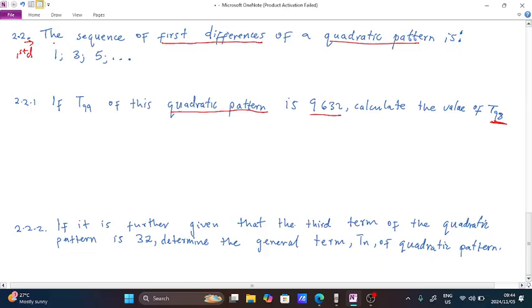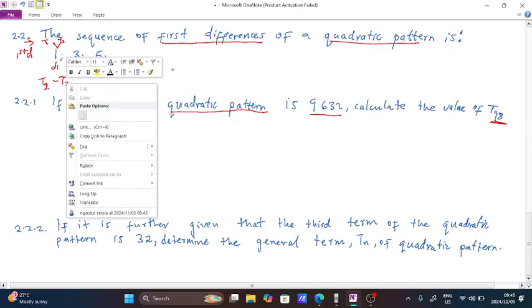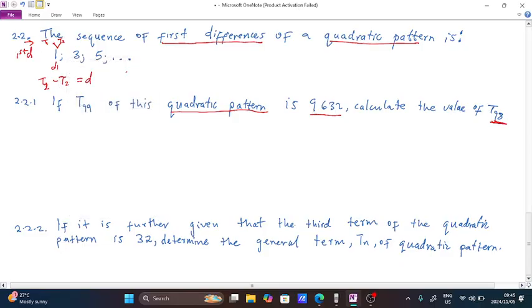This term 1 of the first difference is term number 1 and term number 2, and then difference 1. What do we mean? It means, if we check, T2 minus T1, which is the same as difference 1.